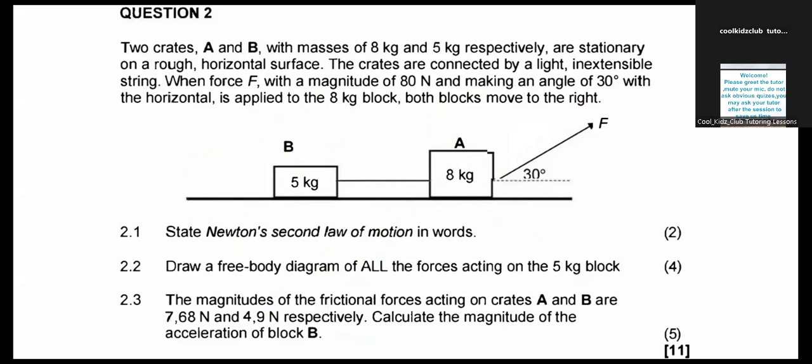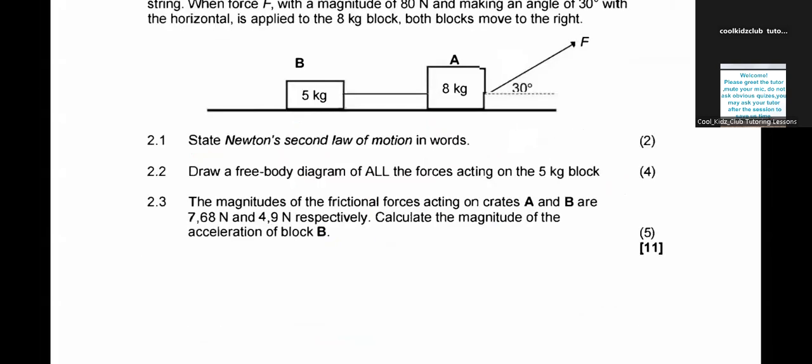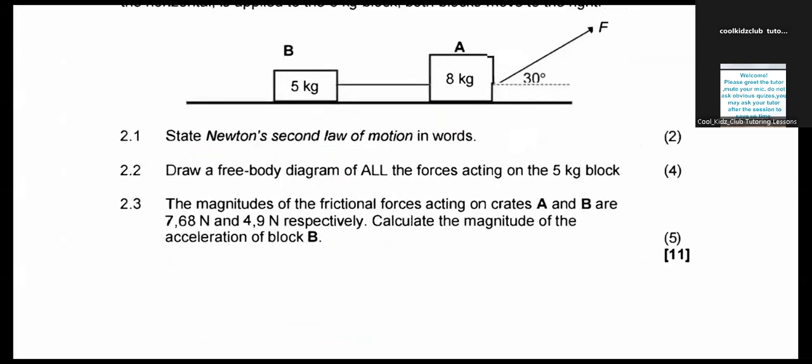So now we know that the friction force on the 8 kg block will be 7.68 and the friction force of the 5 kg block will be 4.9. Okay, that's how you will remember it. So the question is, calculate the magnitude of the acceleration of block B. So they want the magnitude of the acceleration of block B.